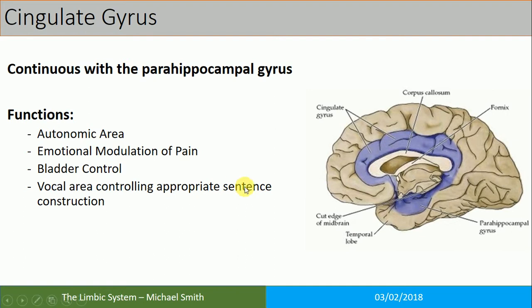And it's worth noting that the cingulate gyrus travels here around the corpus callosum, but then continues onto the edge of the temporal lobe in what's known as the parahippocampal gyrus.